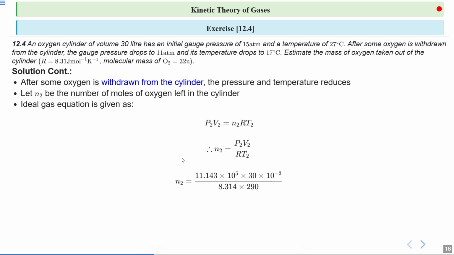So let's substitute the given values into our equation. N2 is equal to 11.143 into 10 raised to the power 5 into 30 into 10 raised to the power minus 3 divided by 8.314 into 290. After performing the calculation, we find that N2 is equal to 13.86 moles.